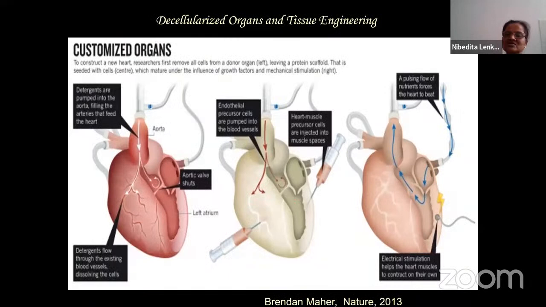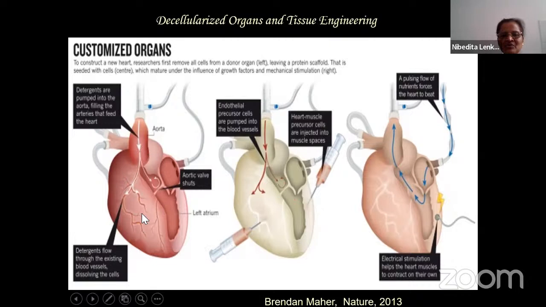Now the newer technology is coming. It's not only what I showed, 2D cells, then you can have specific tissues or organelles. Now coming to the organ, can you develop organ using stem cells? Yes, the answer is yes. So here people thought how to make customized organs. If you can have the cadaveric organ per se, for example, heart.